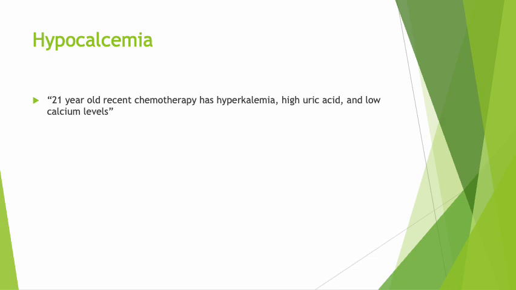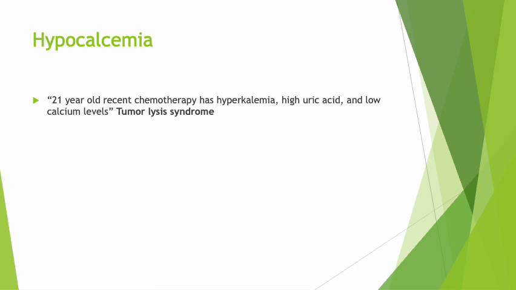And now let's shift gears a little bit and say you have this other scenario where you have a 21-year-old with a history of cancer. Maybe they just recently had some chemotherapy for maybe some blood cancer. They're coming in with elevated potassium levels, high uric acid, and low calcium levels. Why do you think they're having this constellation of lab abnormalities?